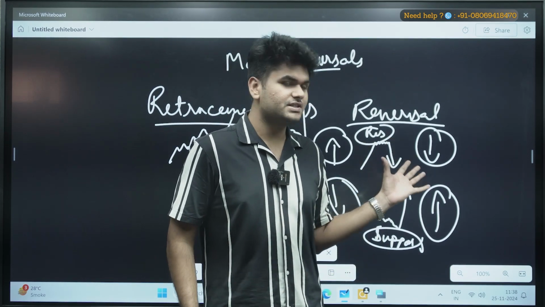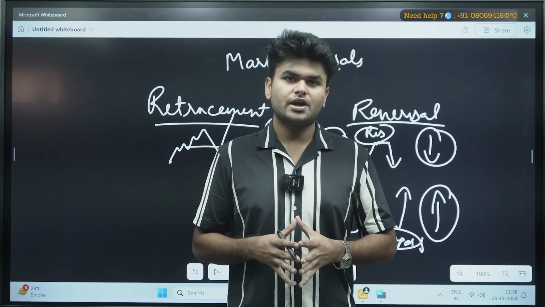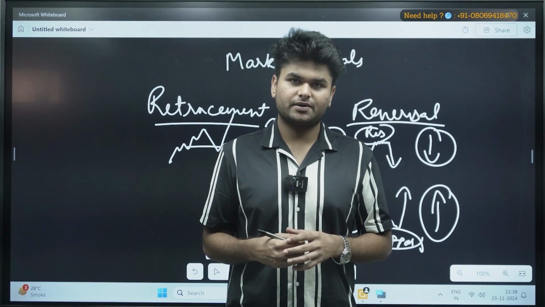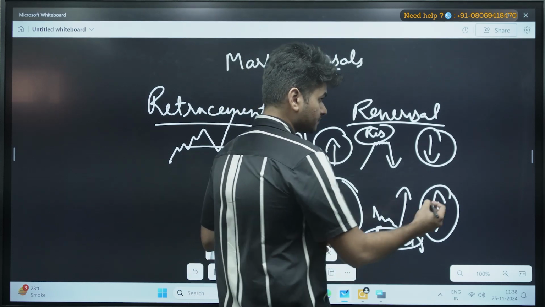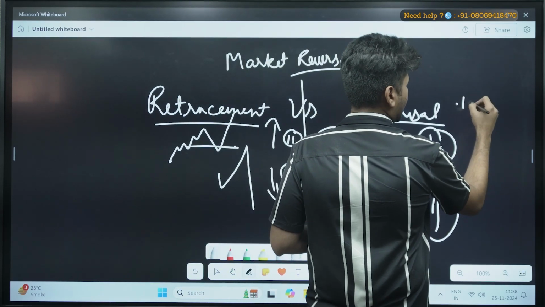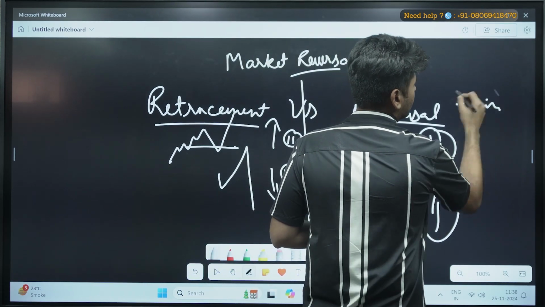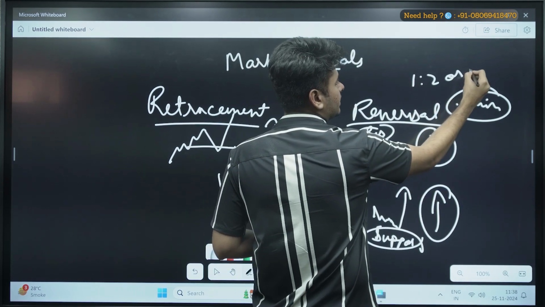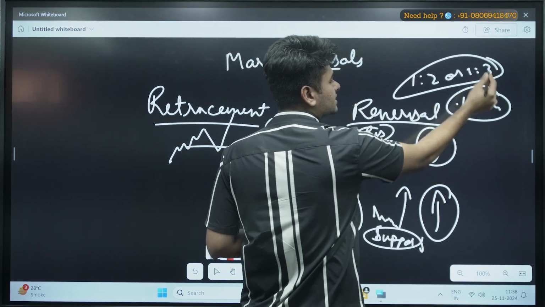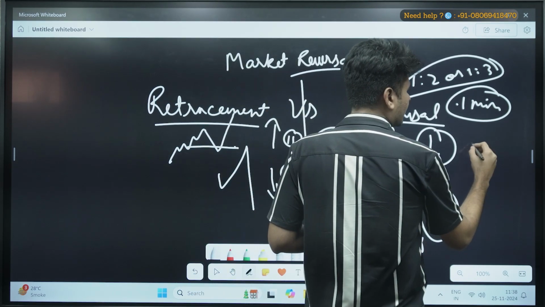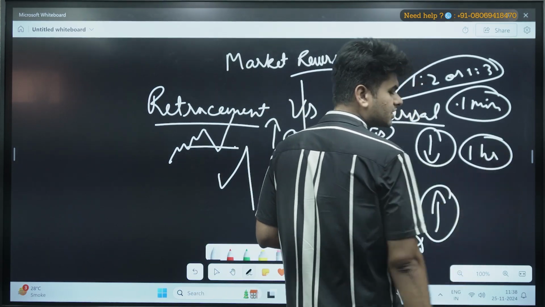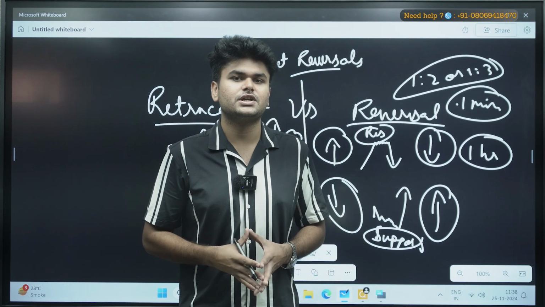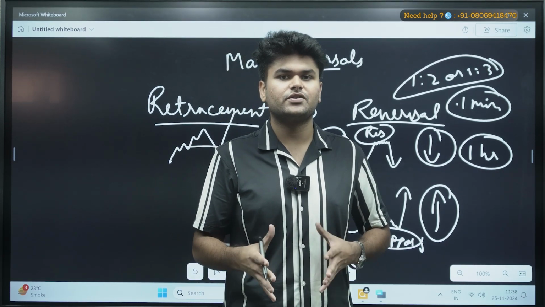You can catch these reversals in a shorter term, and you can catch them in a bigger time frame also. Reversals can be as short as a 1 minute time frame. You catch a short trade, you can go for 1:2 or 3 on an intraday basis, or else you can go for a 1 hour time frame and catch a big trend reversal. Let's suppose in a stock you can catch around 3, 4 or 5% returns.